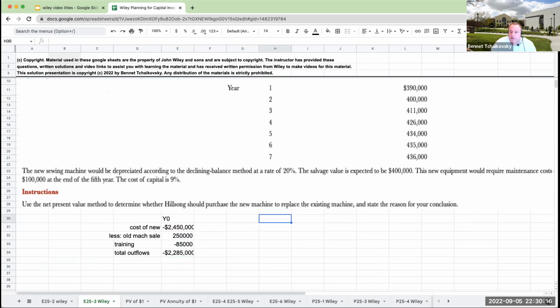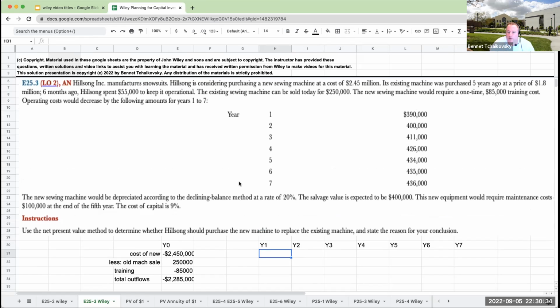Now, when I look at present value, I've got these savings in year 1, year 2, year 3, year 4, year 5, year 6, year 7. My savings for year 1 are like a cash inflow because I'm saving money. This is 390, this is 400,000, this is 411,000, 426,000, 434,000, 435,000, 436,000. These are savings.